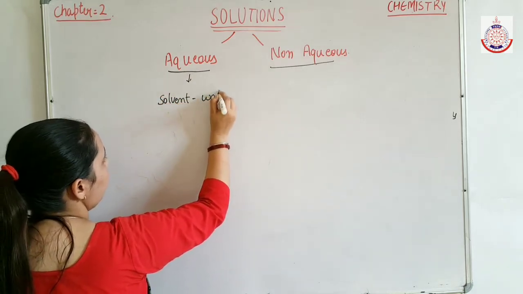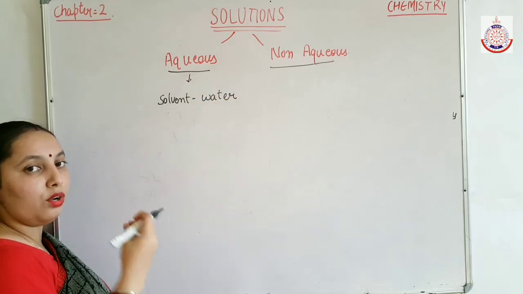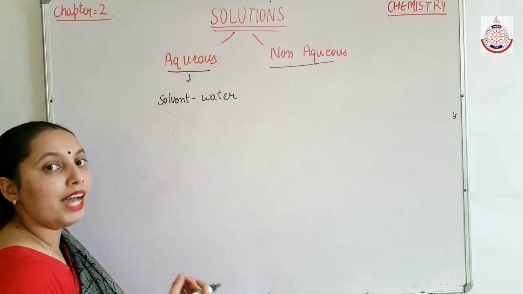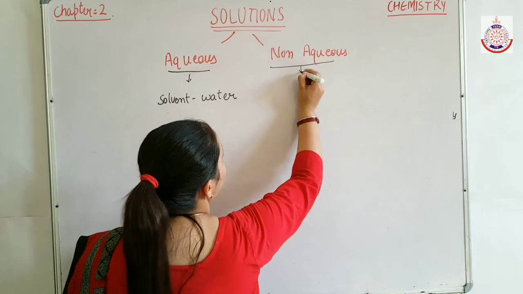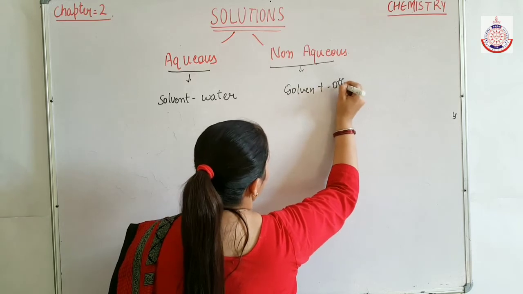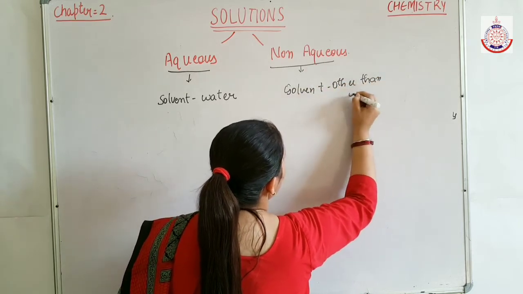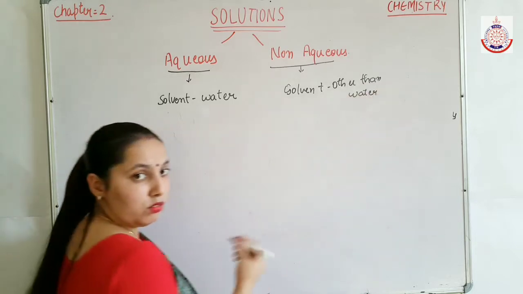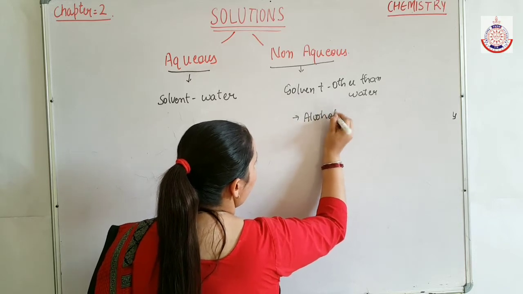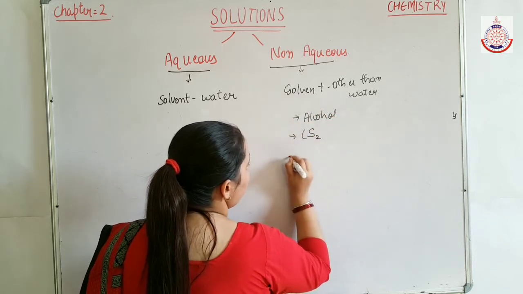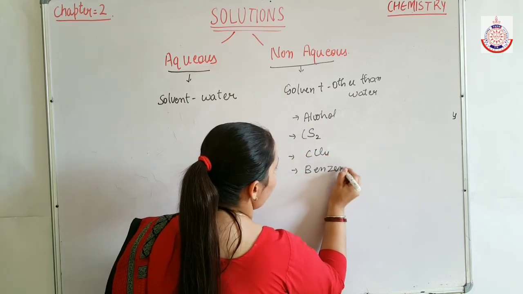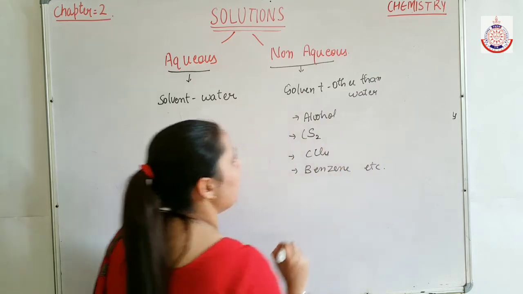If the solvent is water, the solute is dissolved in water, then the solution is known as aqueous solution. If the solvent is other than water, then it will be known as non-aqueous solution. The solvent other than water may be alcohol, carbon disulfide, carbon tetrachloride, benzene, and many more. They all are other than water.